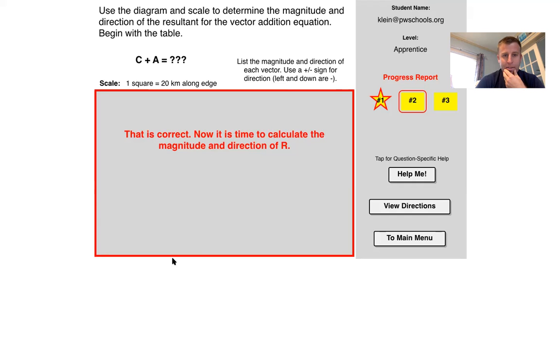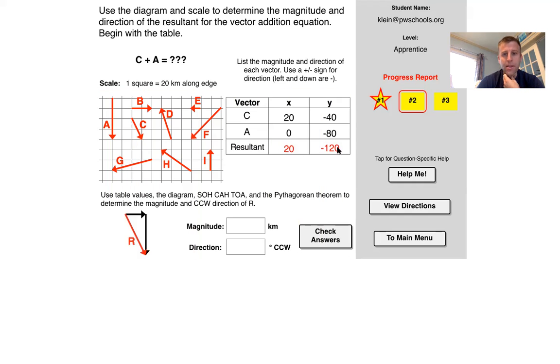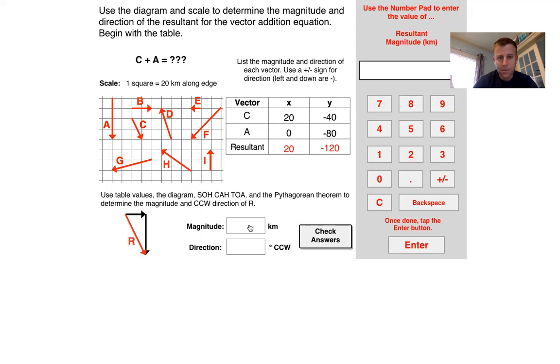Okay, the magnitude is just Pythagorean theorem with these, so you can just plug that in the calculator. 20 squared plus 120 squared. I think you guys hopefully are okay on that. 20 squared plus 120 squared, and then square root that answer. I'm getting 121.7. Where there were some questions was on the angle.